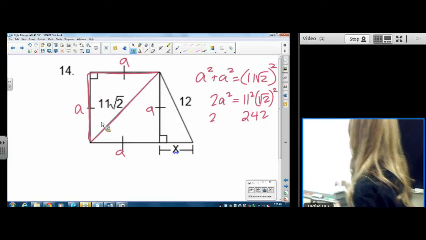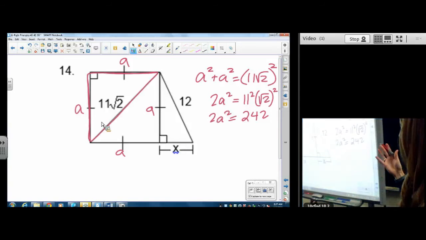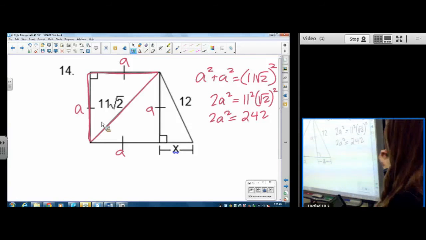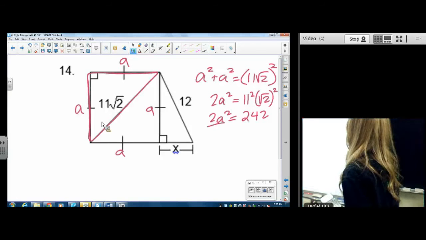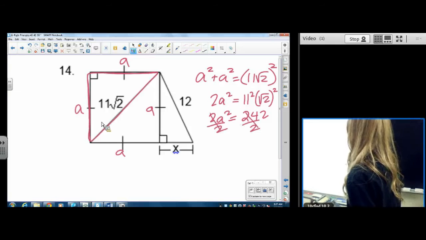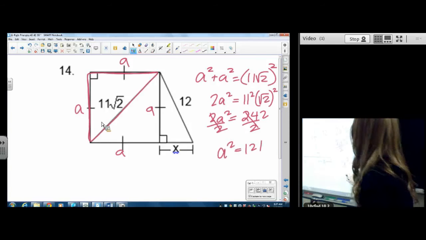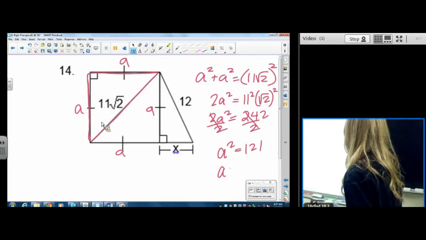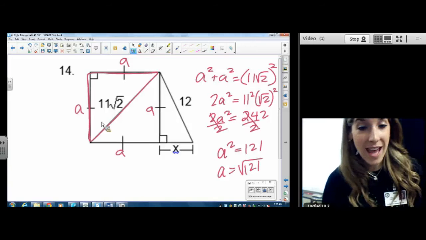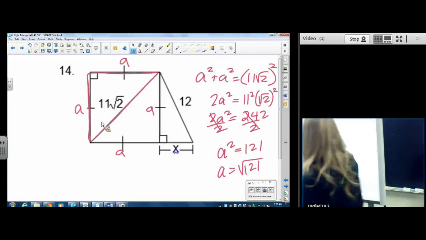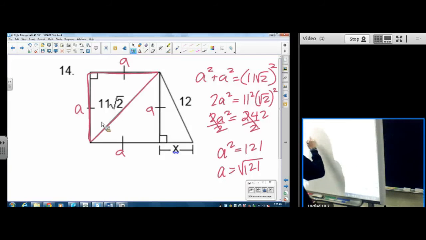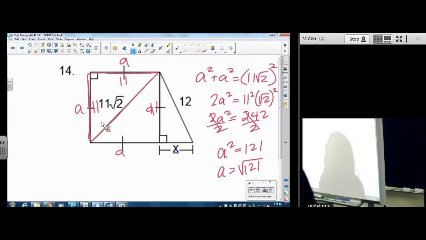I guess I am going to solve it because it's not that bad. Well, when you end up dividing both sides by 2, we're kind of introducing today's lesson actually. A squared, we're back to this. A squared is 121. So A is the square root of 121. What's A? 11. It's 11, 11, 11, 11.